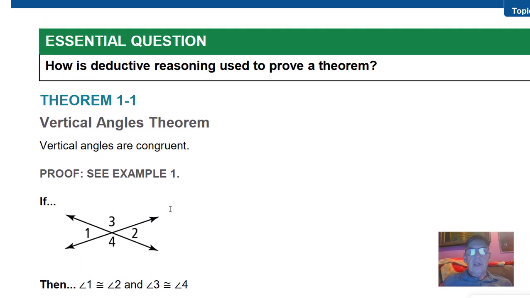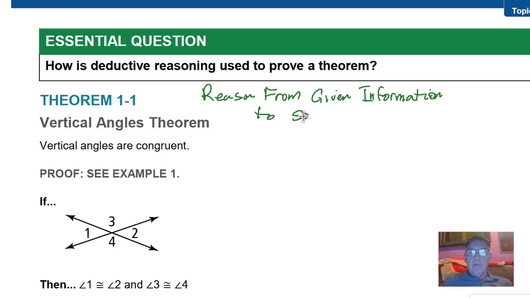So our essential question is, how is deductive reasoning used to prove a theorem? We reason from some given information. Now that information may be straight out listed as the given part, or it may be included in a diagram that accompanies the problem. And we reason from given information to some desired conclusion, which is our "to prove."